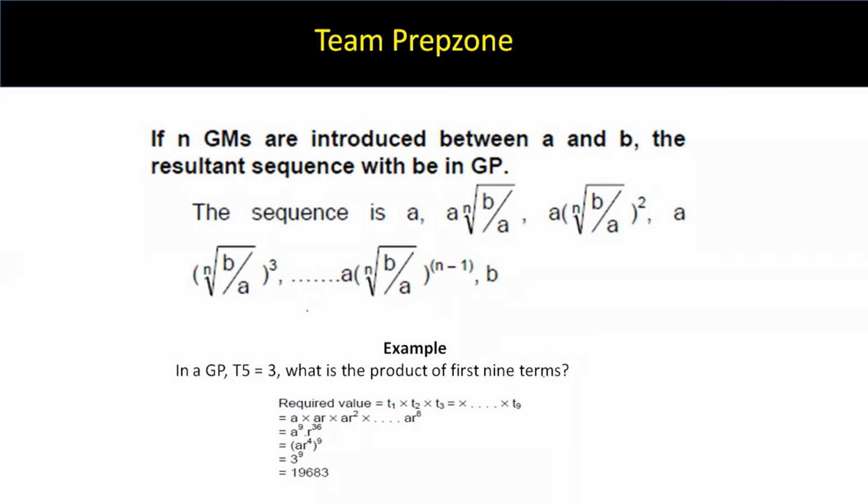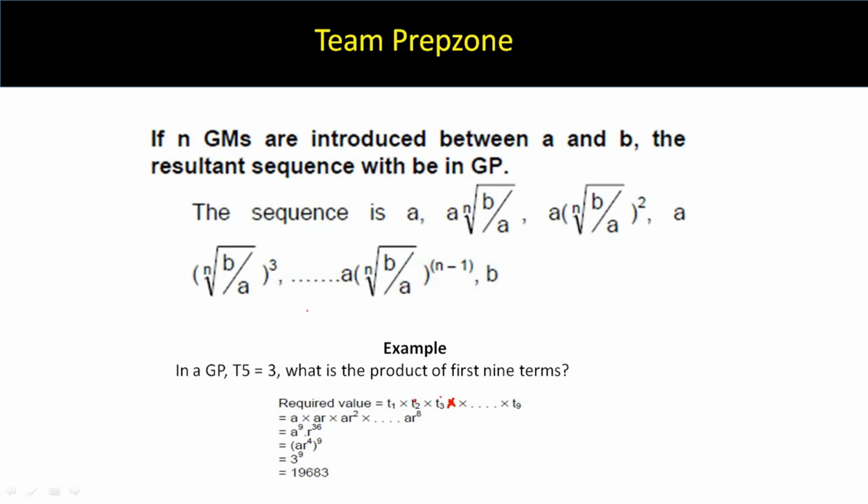पूछा गया है प्रोडक्ट ऑफ फर्स्ट 9 टर्म्स, t1 into t2 into t3 till tn तक पूछा गया है, राइट? t1 कितना है a, t2 कितना है ar, t3 कितना है ar स्क्वायर, till a into r to the power 8. ये बहुत ही सब्जेक्टिव मेथड है. इसको सॉल्व करोगे क्या आता है, a to the power 9 into r to the power 36.